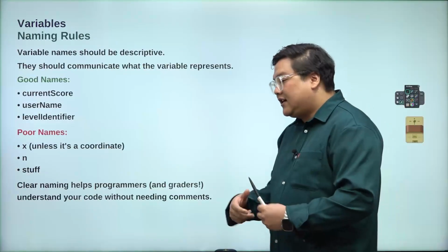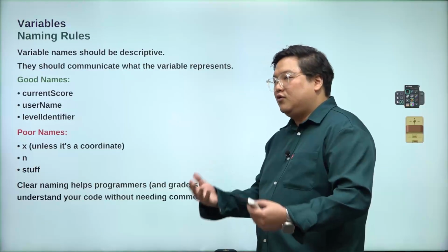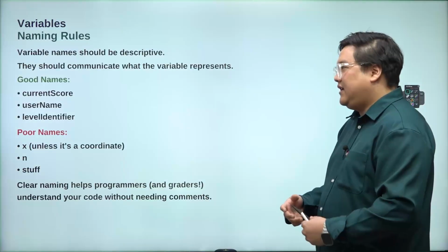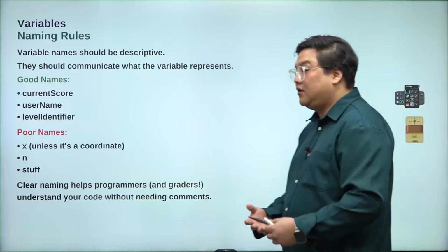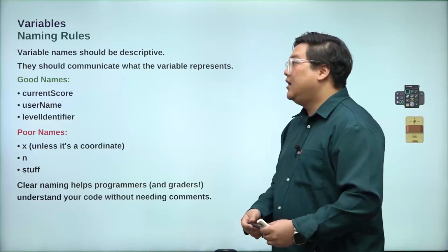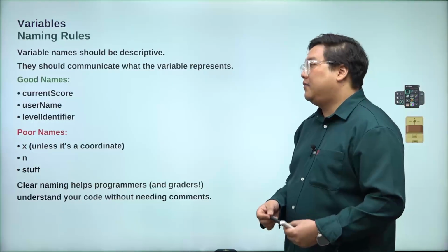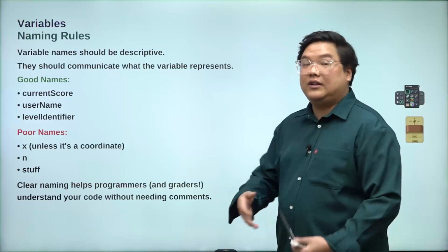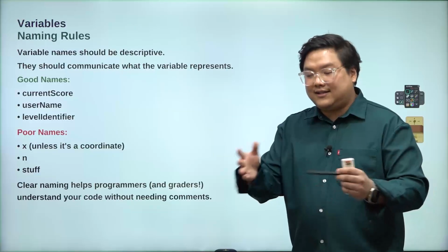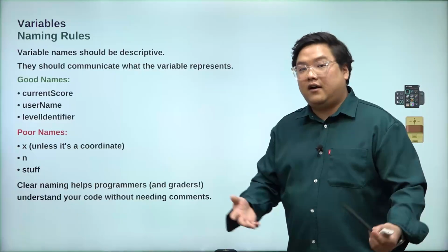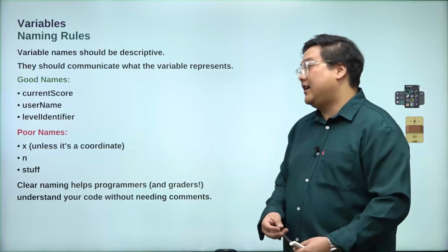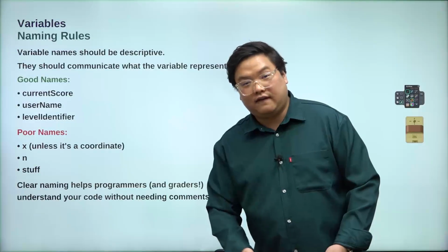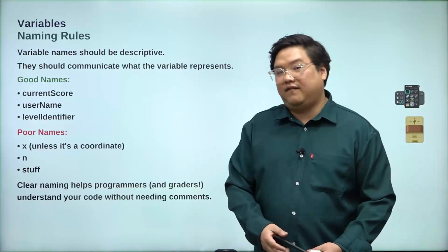All right, and the convention, the normal, usual way, would be to be as descriptive as possible of what the variable is going to be. So names should communicate what the variable represents, like current score, username, level identifier. These clearly show you what kind of value that variable container is going to be holding, right? Using poor names like X, N, things, stuff, wouldn't be appropriate variable names.